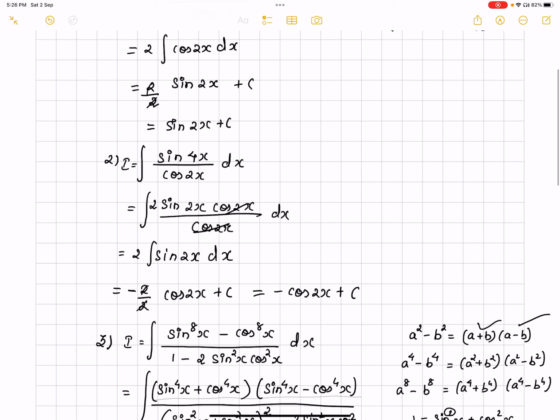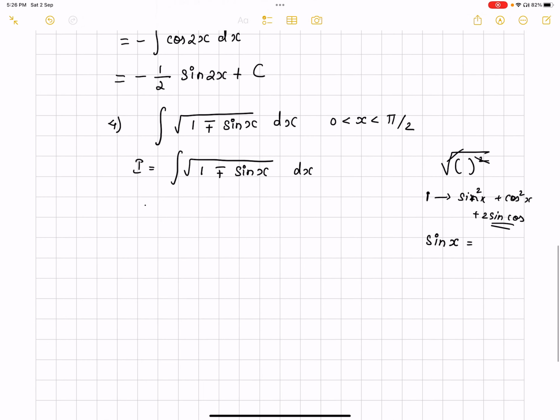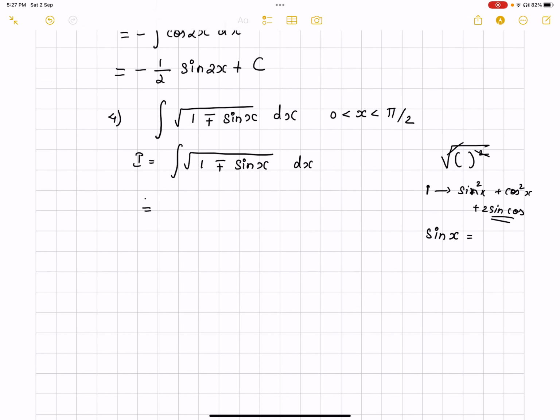See here, in the beginning, sine x is nothing but 2 sine x by 2 cos x by 2. I told that in the beginning. So based on that, I will do the change here. I'm going to write root of minus or plus 2 times sine x by 2 cos x by 2. And then 1 I would replace not just as sine square x plus cos square x, because that's not going to help my requirement. I will make the 1 as sine square x by 2 plus cos square x by 2.